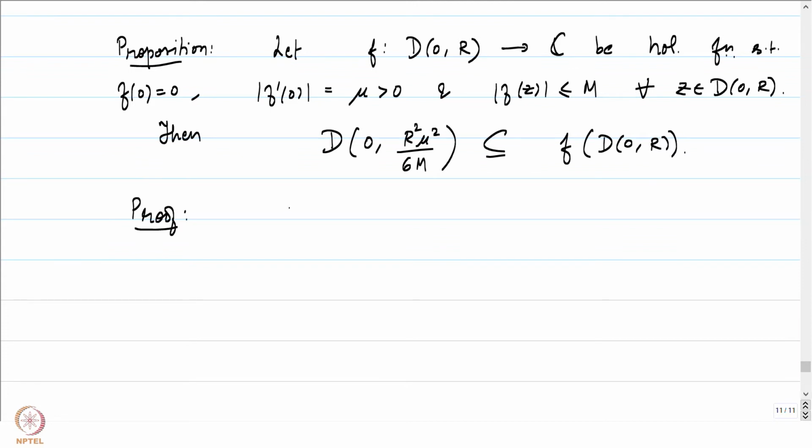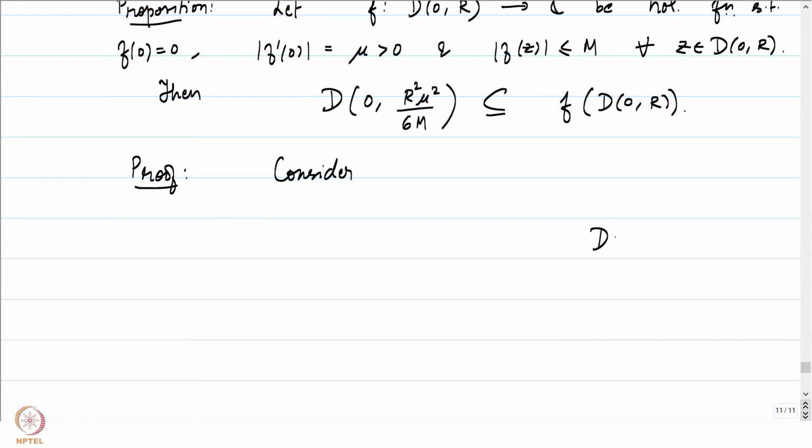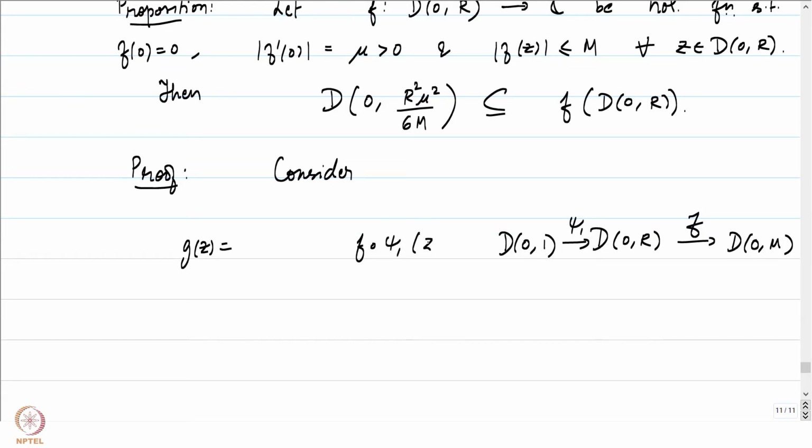And in order to do that, consider the following map. The current map is from D0 r to D0 m, and we will first reduce it to a map from D0 1 into D0 m by composing it with, say, psi 1, which is basically z going to r times z. So consider g of z, which is defined by f composed with psi 1 of z, where psi 1 of z is just r times z.